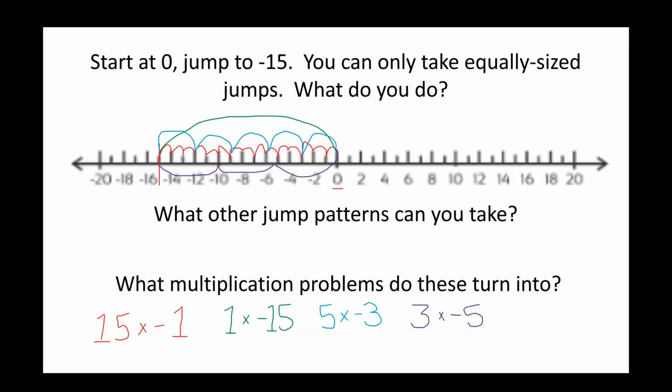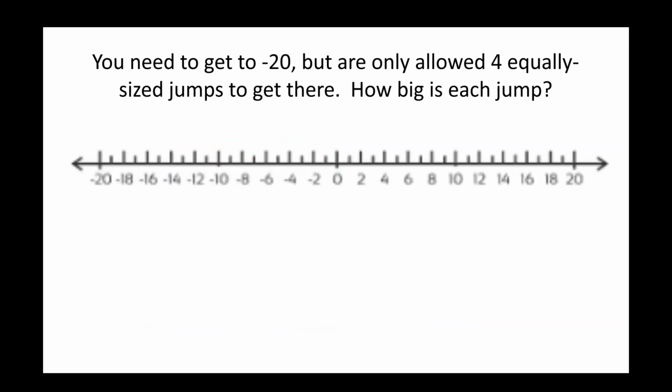How does this turn into division? All right, we need to get to -20 from 0. We're only allowed 4 equally sized jumps to get there. How big is each jump? Remember that direction matters, so we have to include the word negative when we talk about how long each jump is. Each of our jumps is going to cover a distance of -5. 0 to -5, -5 to -10, -10 to -15, and -15 to -20.